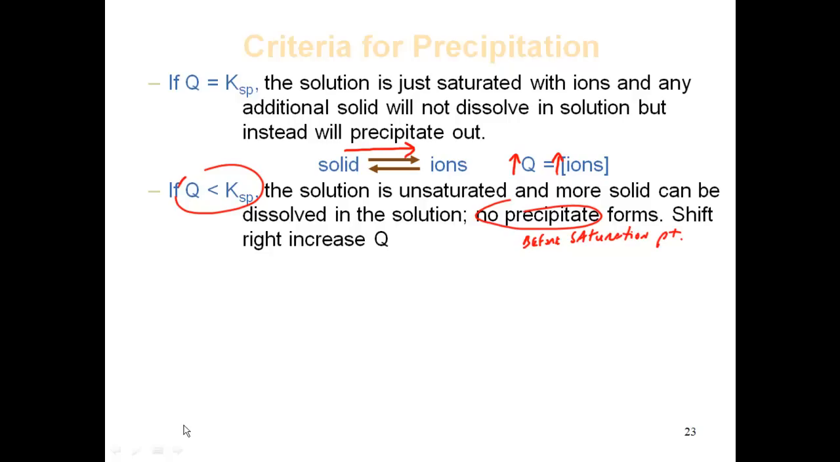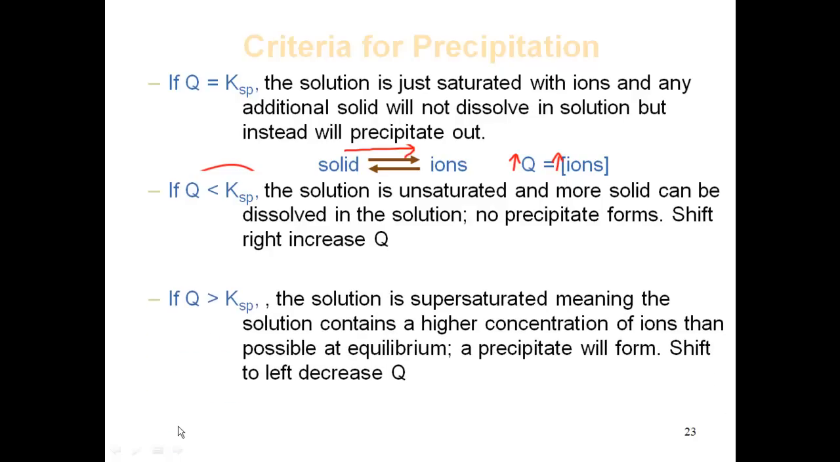Now, you can either memorize that Q less than K means no precipitate before the saturation point, or you can figure it out like we did here. Now, one word of caution: as we're figuring it out, it's not really shifting to the right. We're just using the same analogy to make our determination.